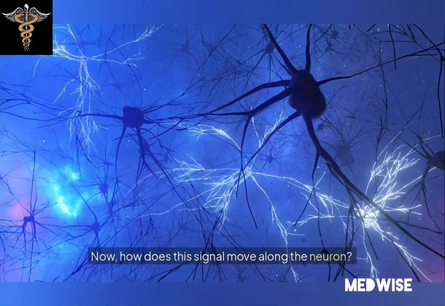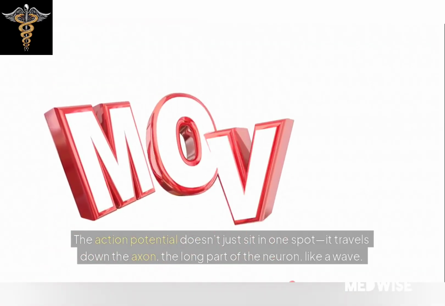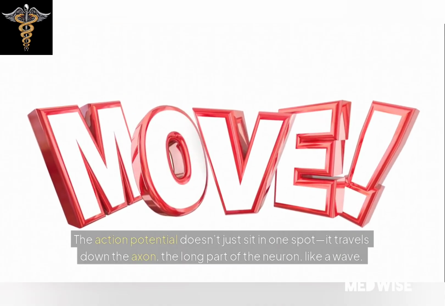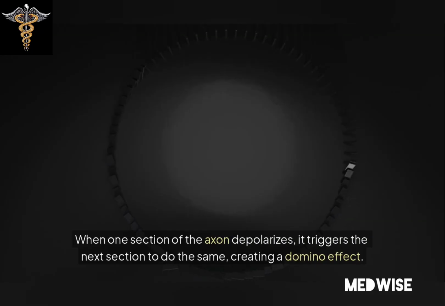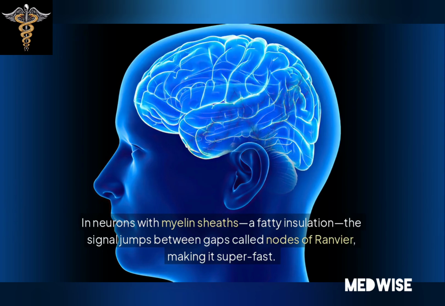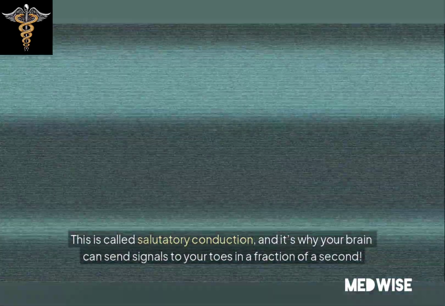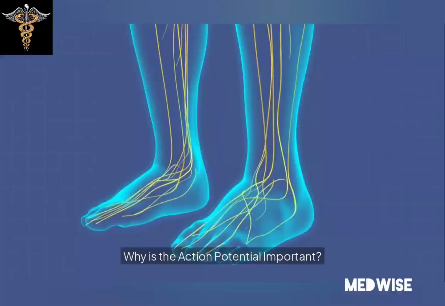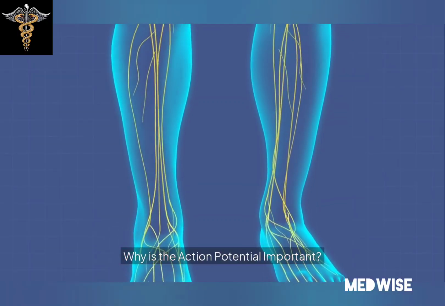How the action potential travels. Now, how does this signal move along the neuron? The action potential doesn't just sit in one spot. It travels down the axon, the long part of the neuron, like a wave. When one section of the axon depolarizes, it triggers the next section to do the same, creating a domino effect. In neurons with myelin sheaths, a fatty insulation, the signal jumps between gaps called nodes of Ranvier, making it super fast. This is called saltatory conduction, and it's why your brain can send signals to your toes in a fraction of a second.